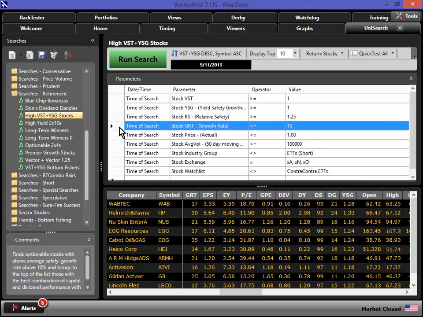All right, so you get some. This is one of our favorite searches in this folder. High VST plus YSG stocks. So if you're looking for nice dividend, nice safe companies that pay a dividend, and look at this, that pay a very safe dividend. You might not get the highest yield in the world, but you have a nice safe dividend. This is a nice search.